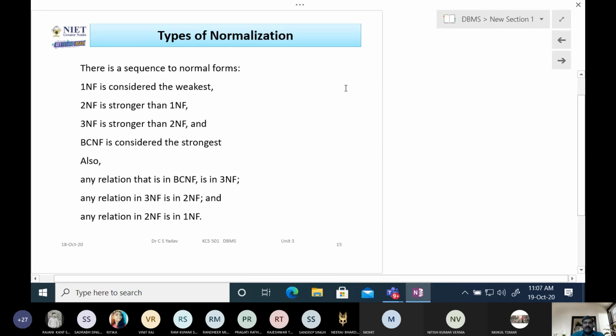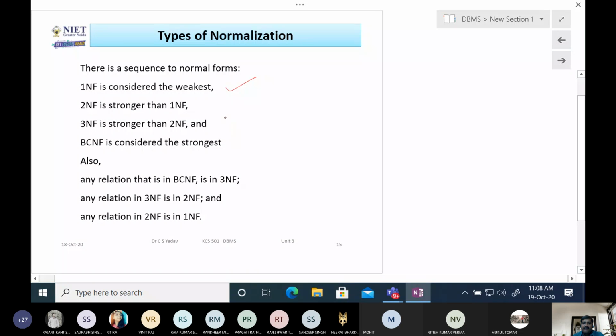Now, in this slide, first normal form is considered the weakest normal form. All the tables are in first normal form. If you are creating a table, by default that table is in first normal form. If a table is not in the first normal form, then that is called an unnormalized relation, meaning that it is not a relation. So by default in SQL, whenever you create any table, that table is in the weakest normal form, the first normal form.